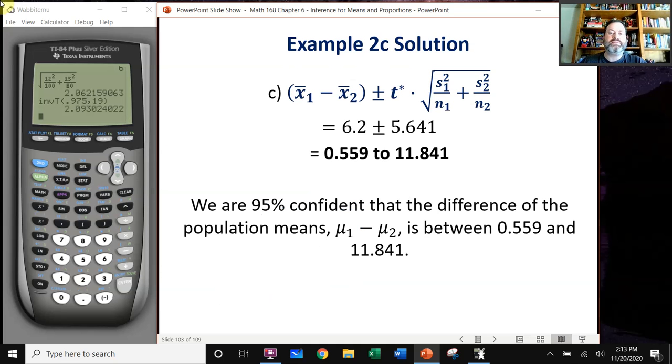And for the last part, we just compute the confidence interval. So it's the sample statistic, 6.2, plus or minus the margin of error. We already computed this on the previous slide. So 6.2 minus that is that. 6.2 plus that is that. Go ahead, pause the video, make sure you can get these numbers.